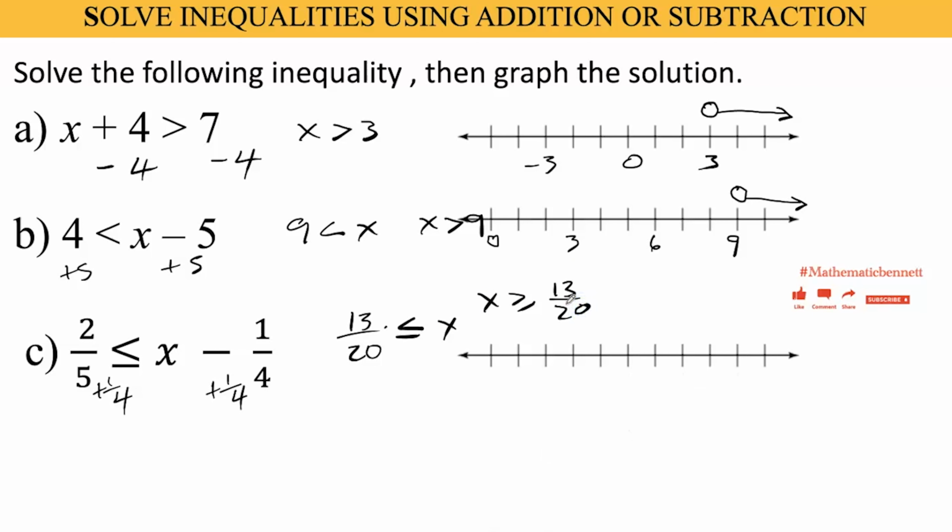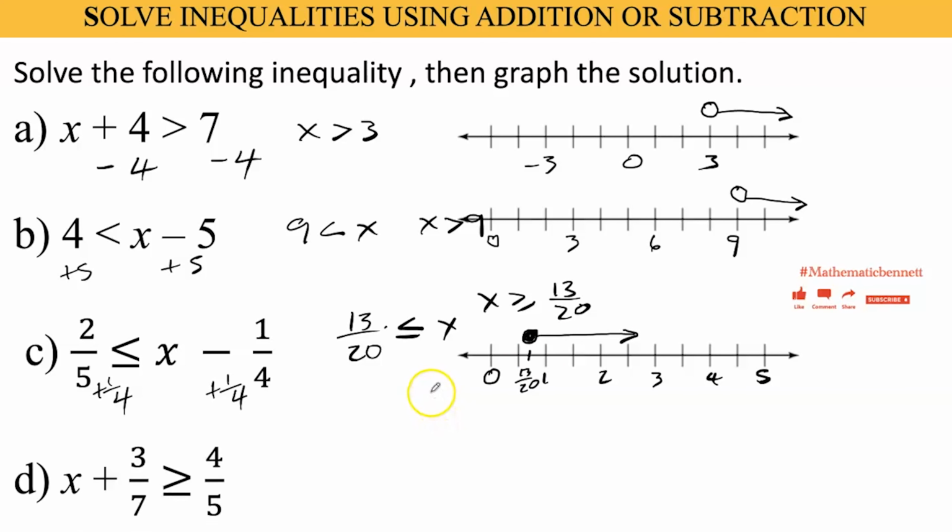Where do I find 13 over 20 on the number line? Alright, so we can have 0, 1 right there, 1, 2, 3, 4, 5. We know 13 over 20 is close to 20 over 20. It's more than halfway of 20 over 20, so we know that it would fall somewhere right here. 13 over 20. So we put a circle over 13 over 20, and since it can be equal to 13 over 20 as well, we have to shade that circle, and we are going to the right with our arrow.